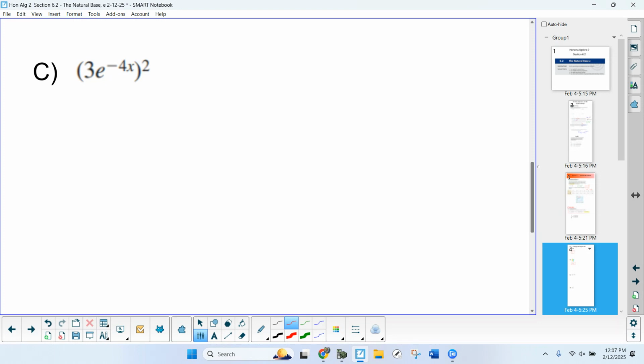All right, what are we going to do with that 2 on the outside, Natalie? Distribute it, give it to both. So when you give it to the 3, you get what? 9. And when you give it here, what are you going to get? E to the, what's your sign? Negative 8x. Okay, very good. Are we allowed to leave negative powers on our paper? So where's the E going to go? Under the 9. 9 is happy. E is not. It becomes E to the 8x.